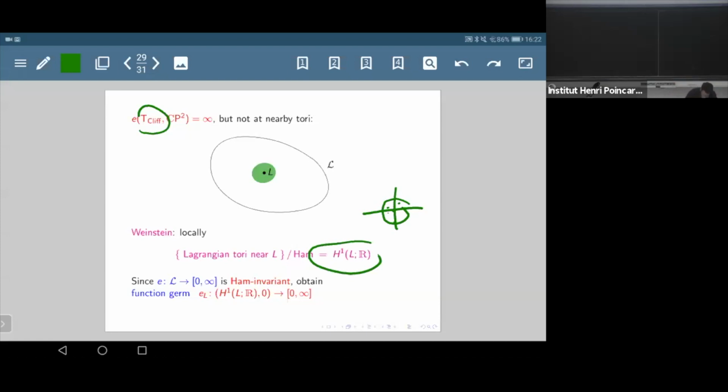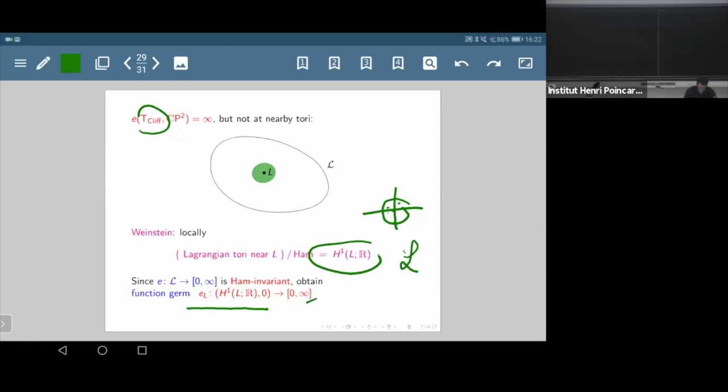Different tori, and since displacement energy is Hamiltonian invariant, you go down to this quotient. So from this, on this quotient space H1, you get a function germ. It's only defined nearby, in a Weinstein neighborhood. Maybe at 0 it can be infinite, and it takes real values.